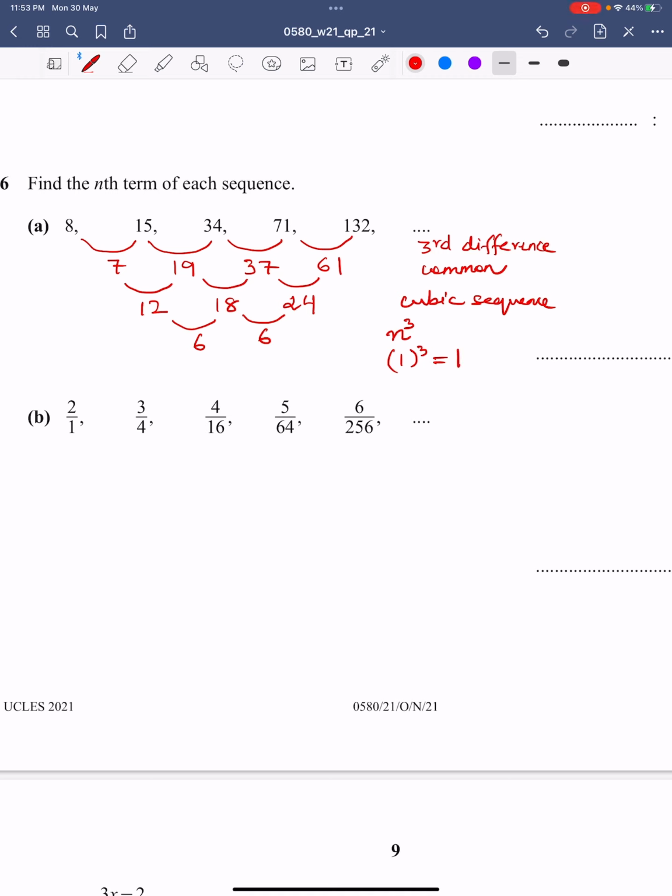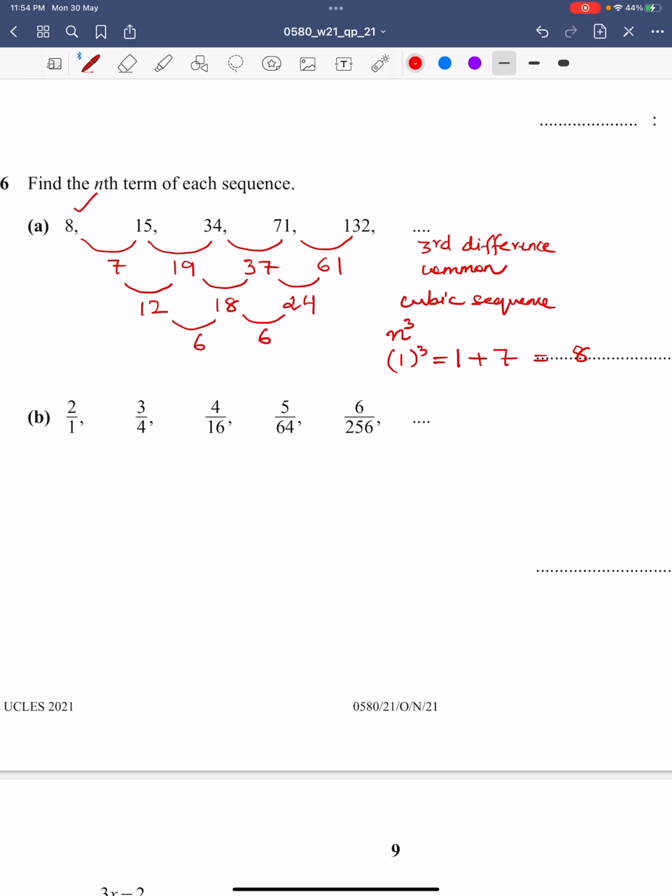Now what change should I make to this in order to get 8? I can try adding 7. So I will add 7. So I get 8, which works. But I need to check further for at least 2 more terms.